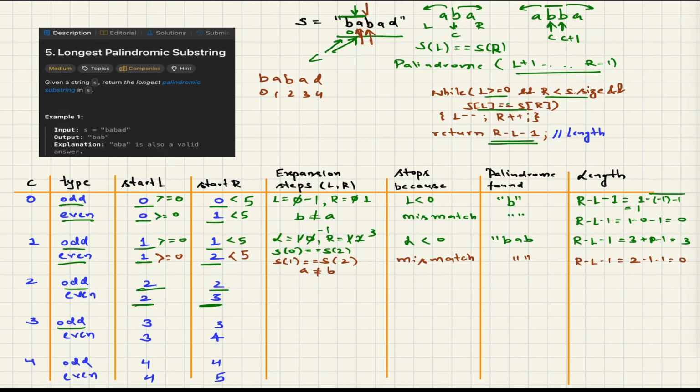Now my c comes to this. Again, I'm going to test for the odd one. Is my 2 greater than or equal to 0? Yes, it is. Is it less than 5? Yes, it is. Now is s of 2 equal to s of 2? Yes, it shall be. Yes, it is. So my L was 2, it's going to come... Let me just write by the side. I don't have much space.